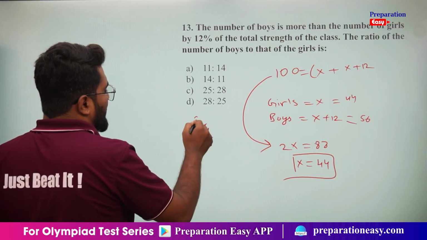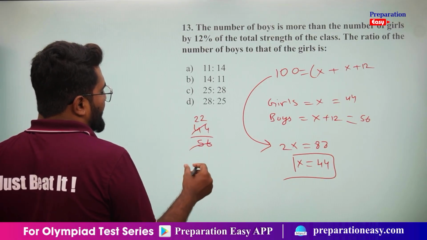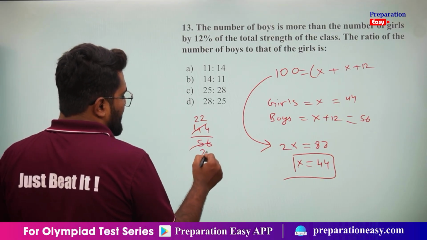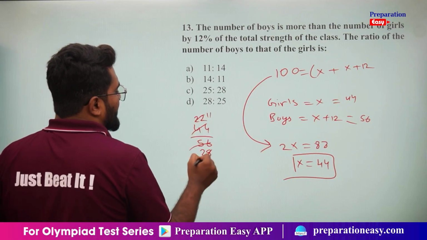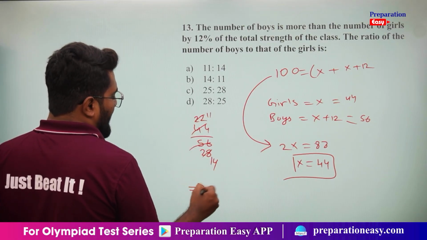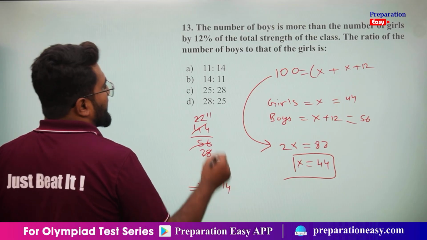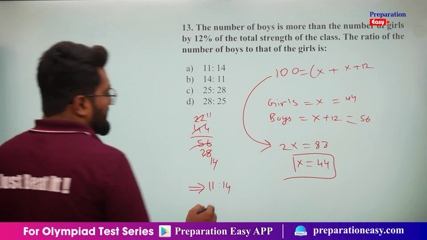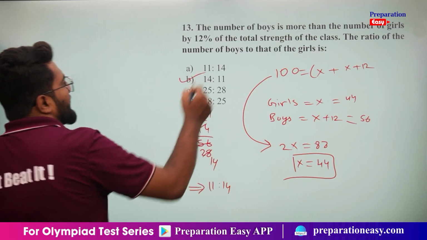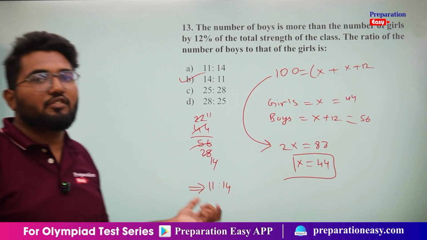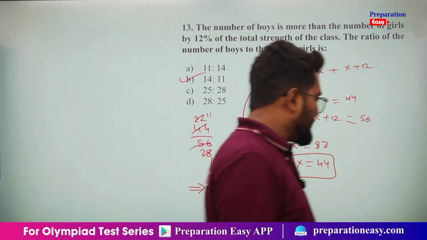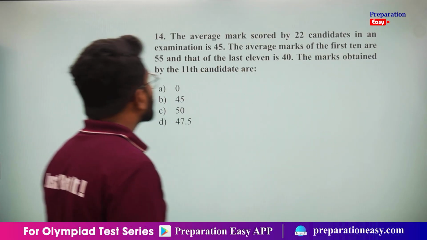Okay. 2 2s are 4, 4 11s are 44, and 4 14s are 56, so it is 11 divided by 14. So what will be the ratio? 11 is to 14. Boys to girls is asked, so 14 is to 11 will be the ratio. Let's move towards the next question.